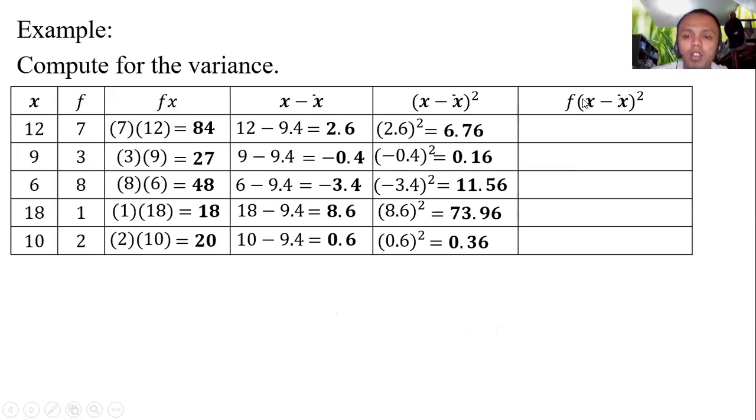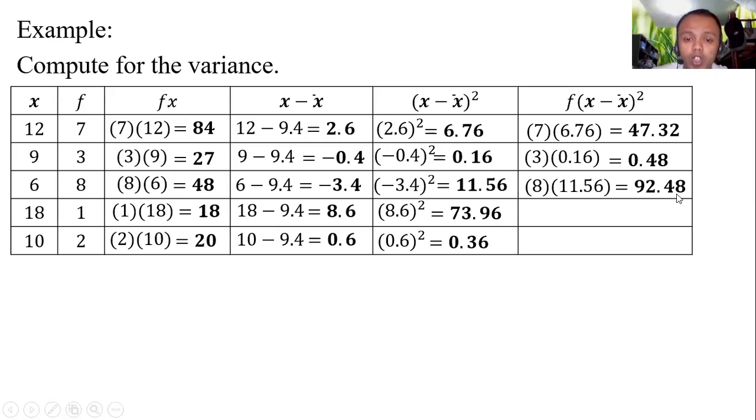Okay? Then, get the product of the square deviation and its frequency. So, 7 times 6.76 is equal to 47.32. Next, 3 times 0.16 is equal to 0.48. Next, 8 times 11.56 is equal to 92.48. Next, 1 times 73.96 is equal to 73.96. Then 2 times 0.36 is equal to 0.72.